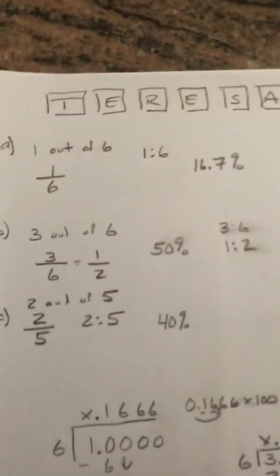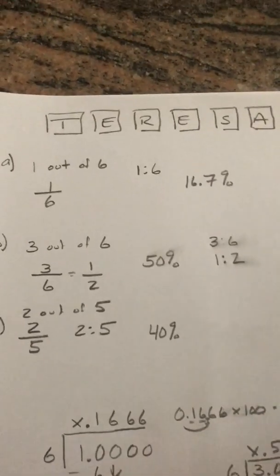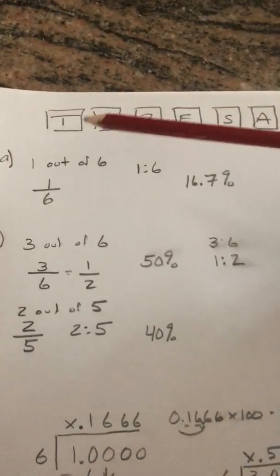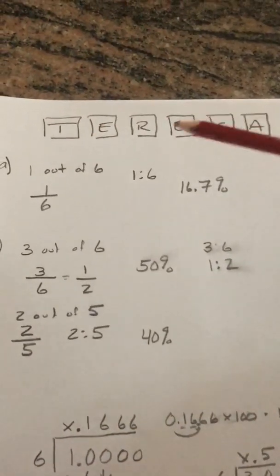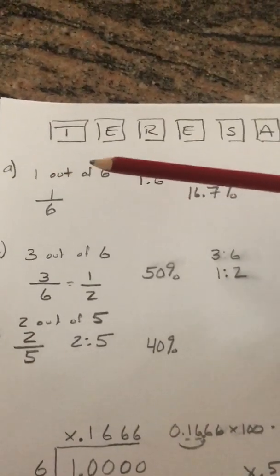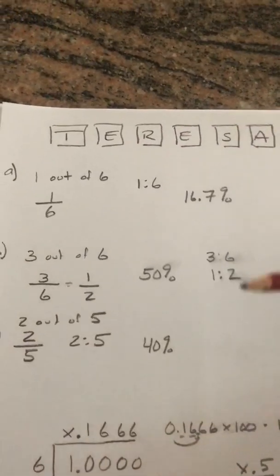So if we look over here at the possible solutions. So part A, I want to know what was the chance that Teresa would pick a tile with the letter T on it. So we're looking at this. So here are her tiles. So there is one letter T. So we would say that it would be a 1 out of 6 chance. Now why 6? Because there are 6 total tiles.